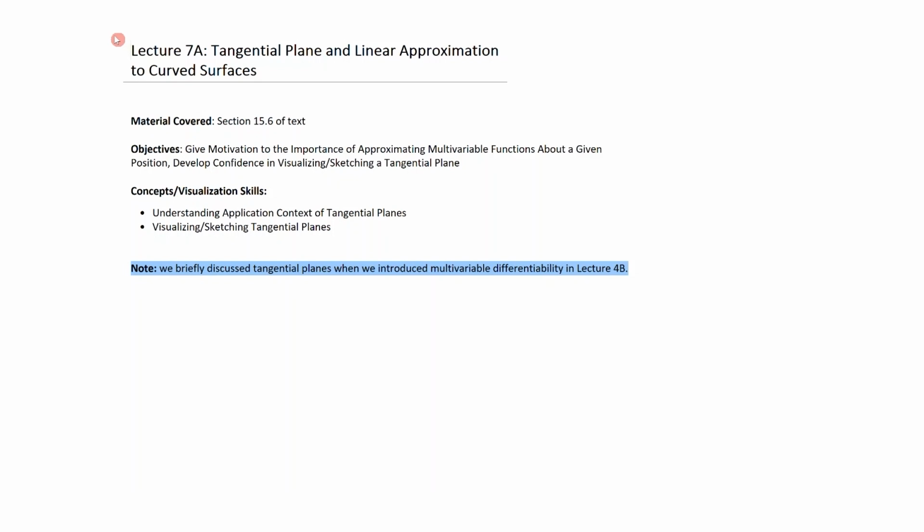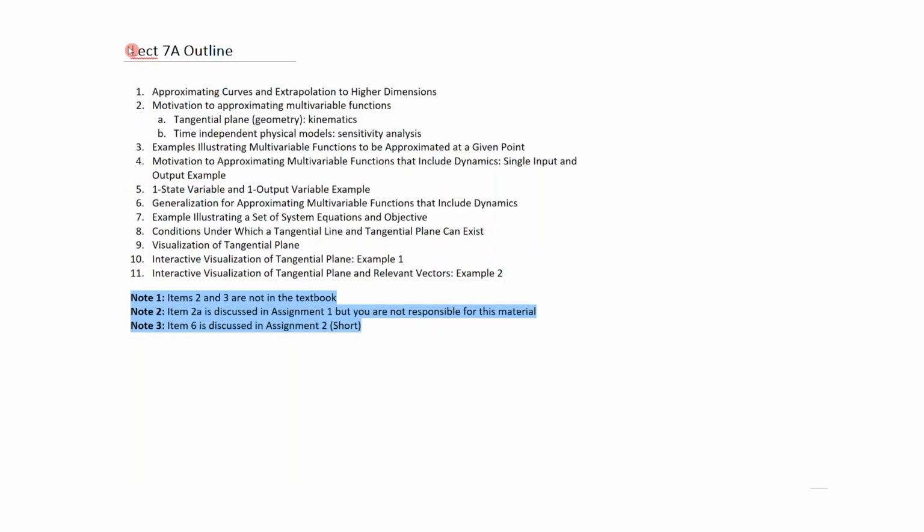The concepts and visualization skills covered in this lecture are an understanding of the application context of tangential planes. They come up in various circumstances, but they have different meanings. And secondly, visualizing and sketching tangential planes. Note, we briefly discussed tangential planes when we introduced multivariable differentiability in Lecture 4b, but here we go into far more detail.